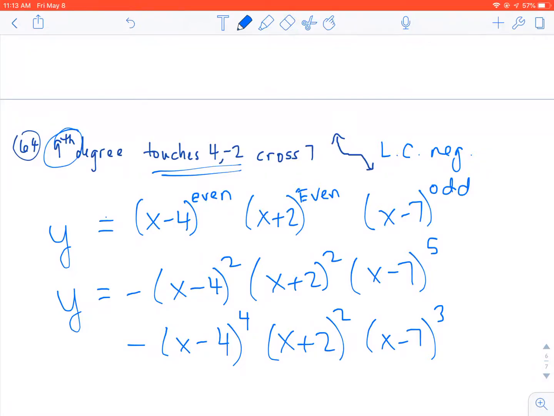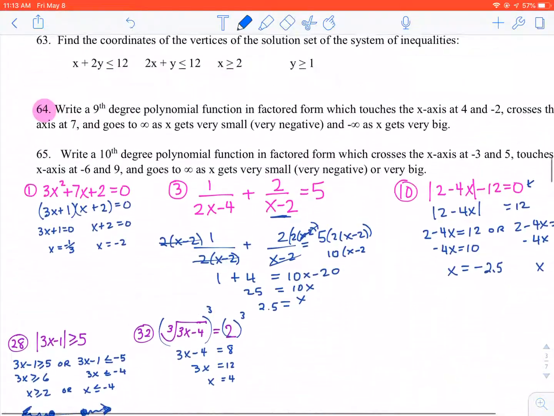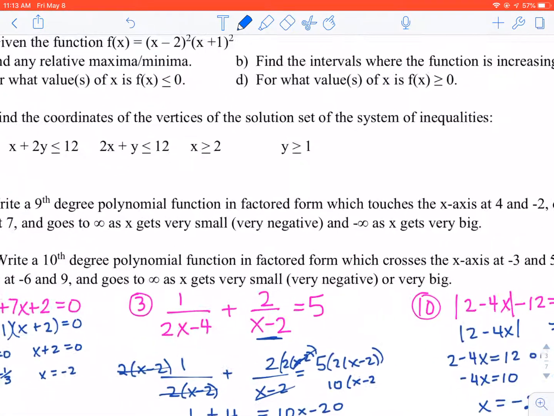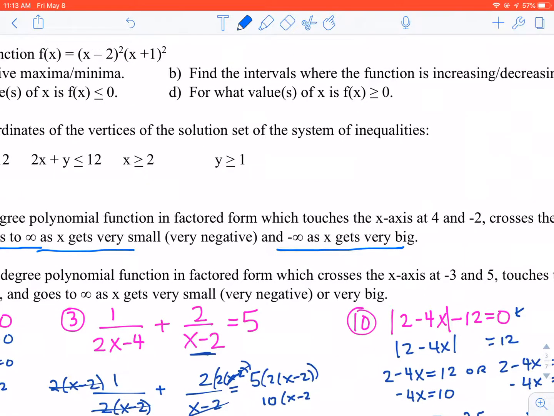I know my leading coefficient is negative because if I go back up and read the words, where were they? Here. So, it goes to positive infinity as x gets very small, and it goes to negative infinity as x gets very big. So that's how I knew. It goes to negative infinity as x gets very big, so that's got to go this way. And it goes to positive infinity as x gets very small. That's a negative leading coefficient because it looks like the slope is a negative slope of a line. All right, well.